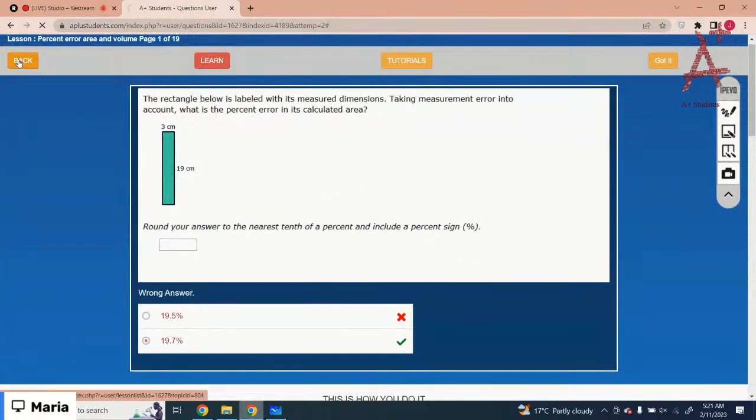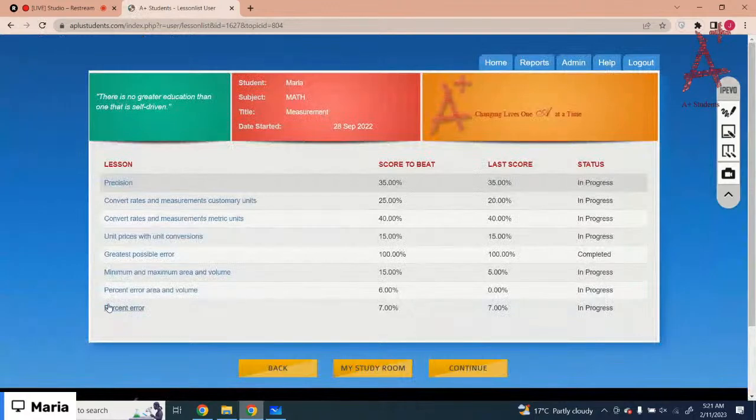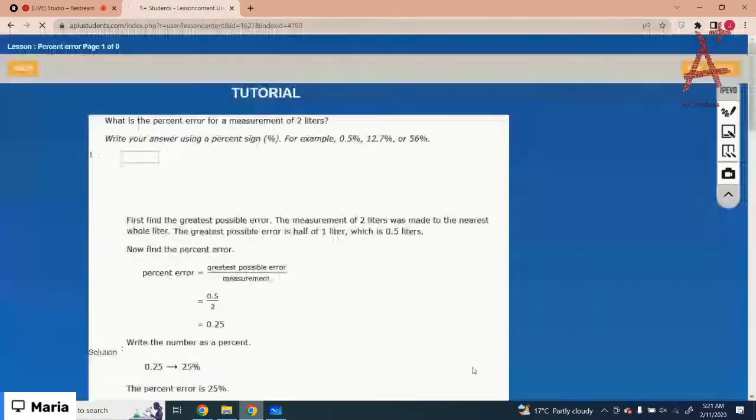Okay, you can complete the test by yourself later today. Let me just move on to the next lesson. And the next lesson is percent error.